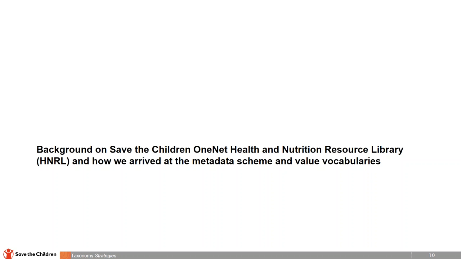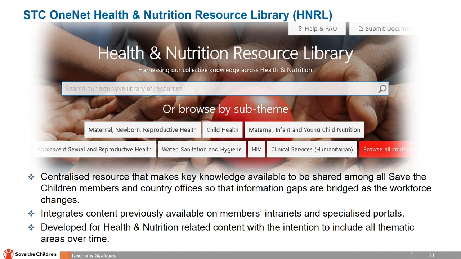So we think this is a great example of a case study for application profile. As you said before, the OneNet Health and Nutrition Resource Library was intended to be a centralized resource that would integrate content available in each of the members. So it did have this global reach, but it was internal. And it was being designed initially with the intention to be extensible to other areas.